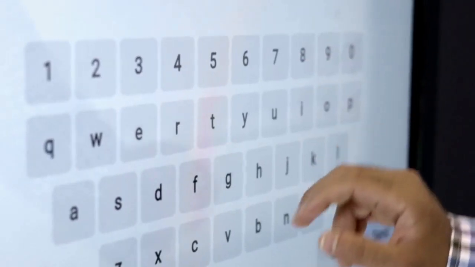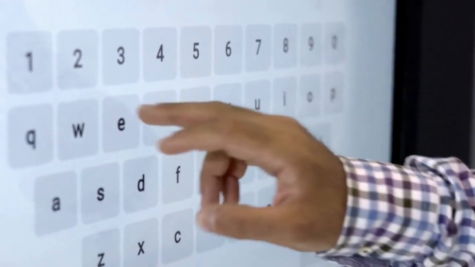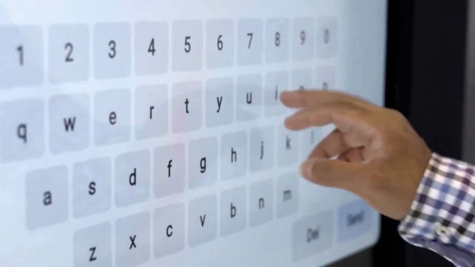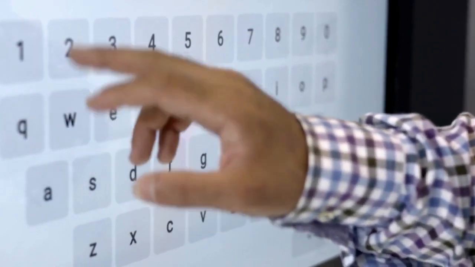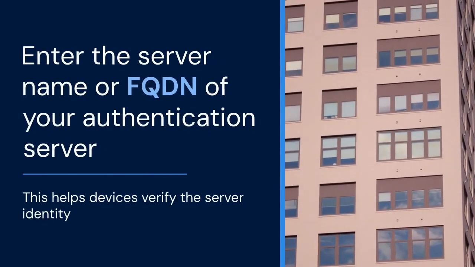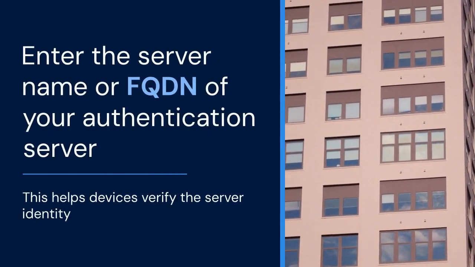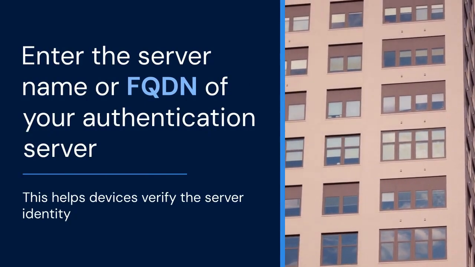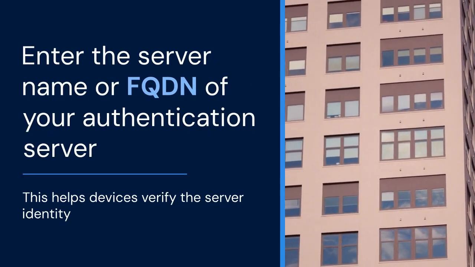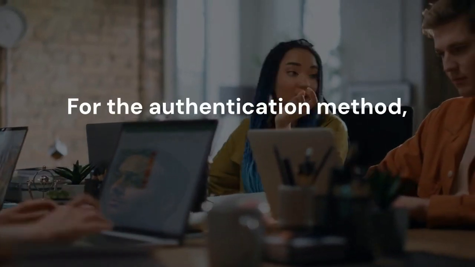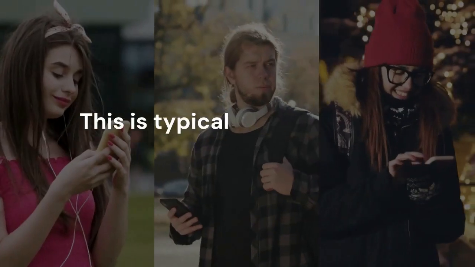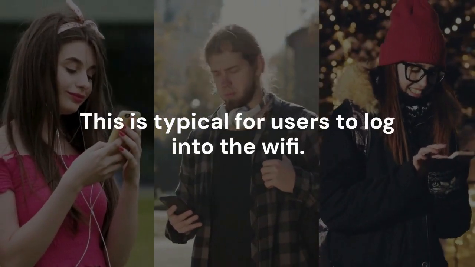If your network uses a root certificate for server trust, you will need to select it here. This ensures devices only connect to trusted servers. Enter the server name or FQDN of your authentication server, for example, radius.yourcompany.com. This helps devices verify the server identity. For the authentication method, choose username and password. This is typical for users to log into the Wi-Fi.